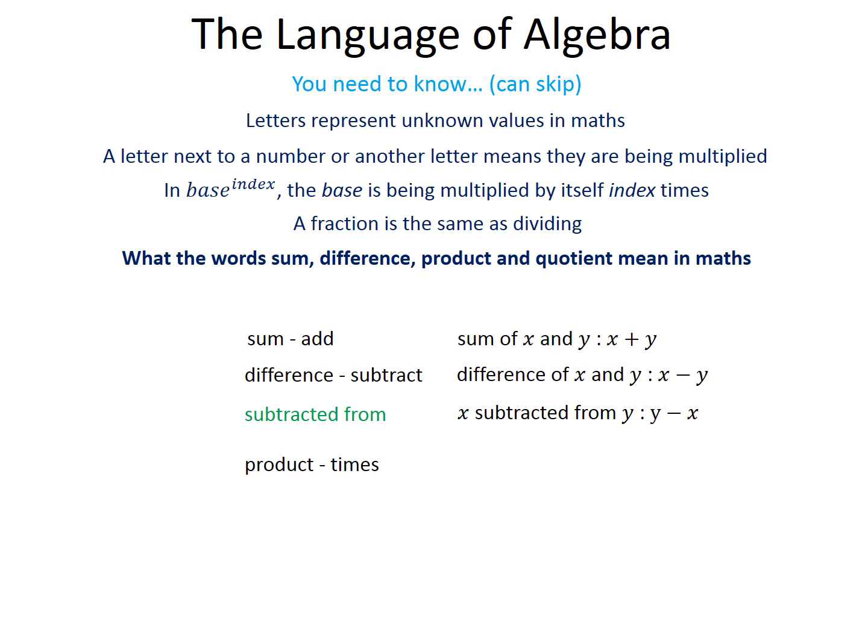The next one is product, and that is the same as times or multiply. And so the product of x and y, you just put the two things together if they're both letters or a letter and a number. And for quotient, that's the same as divide. And so the quotient of x and y is x divided by y, and it always goes the first one divided by the second. And notice I've just written it as a fraction there. So that's x divided by y, because we don't use divide signs in algebra. We write them as fractions instead.